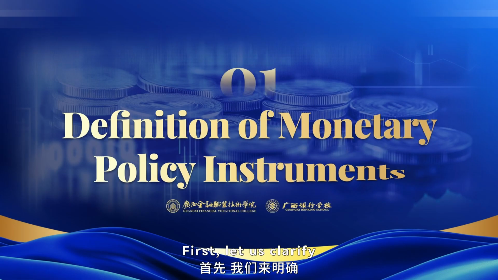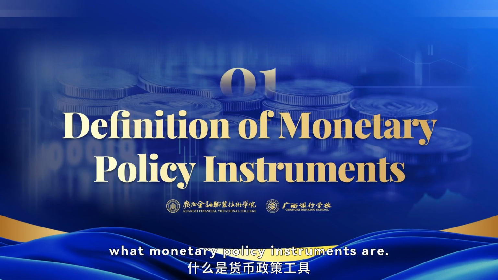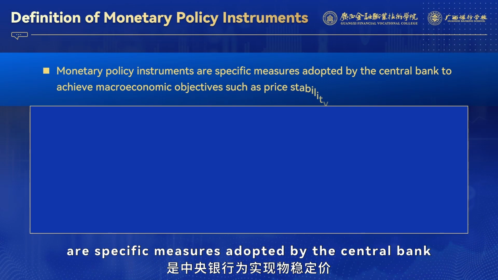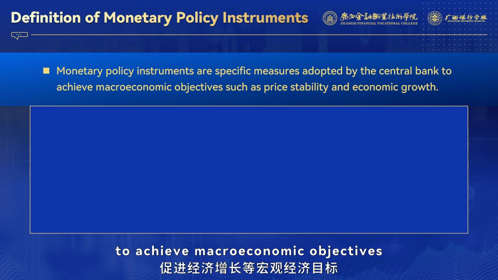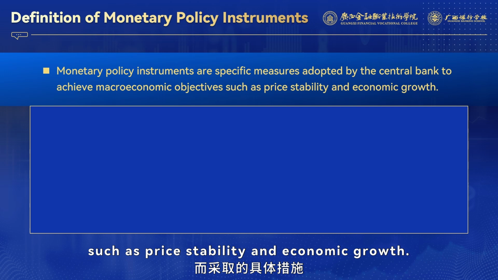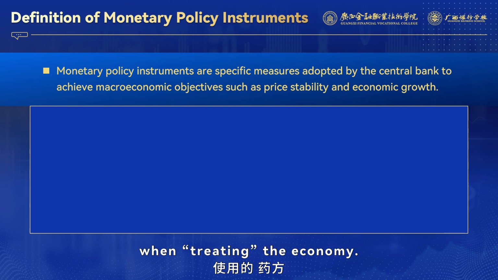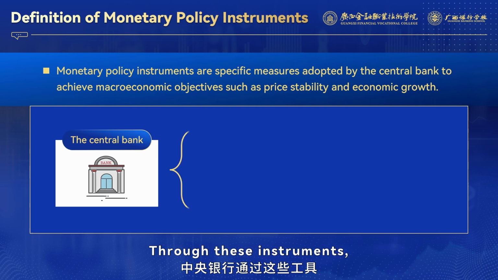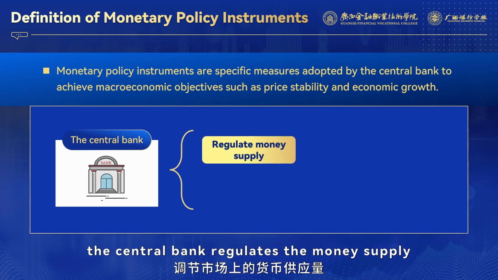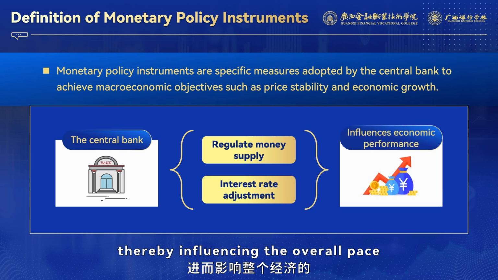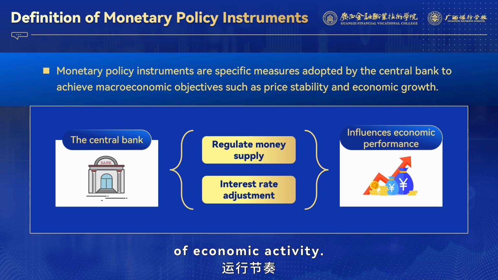First, let us clarify what monetary policy instruments are. Simply put, monetary policy instruments are specific measures adopted by the central bank to achieve macroeconomic objectives such as price stability and economic growth. They are like the prescriptions a doctor uses when treating the economy. Through these instruments, the central bank regulates the money supply and interest rate levels in the market, thereby influencing the overall pace of economic activity.